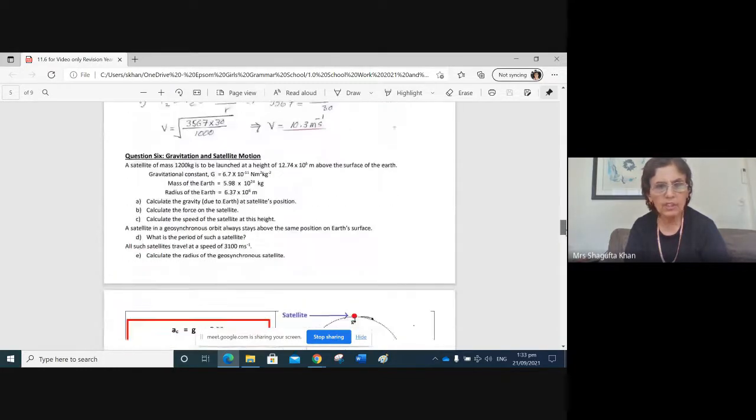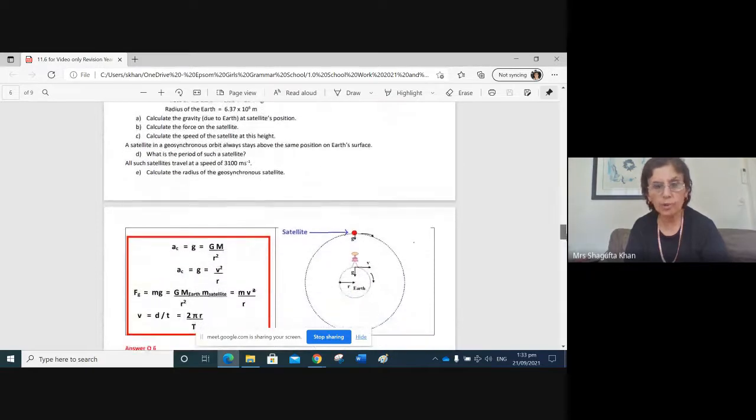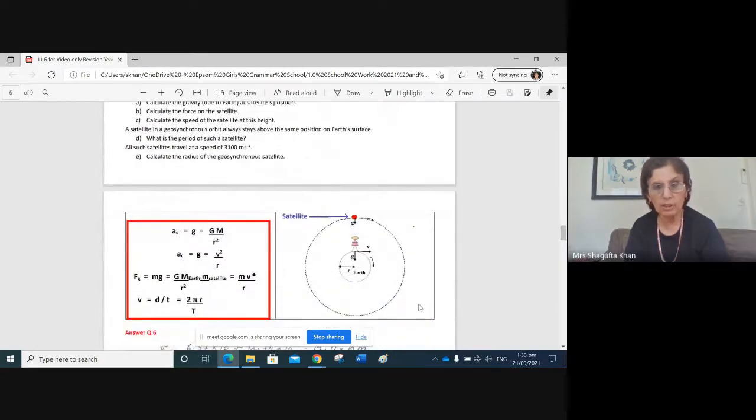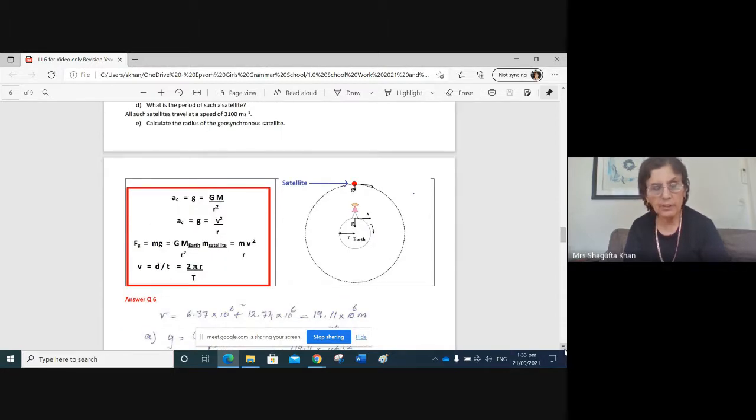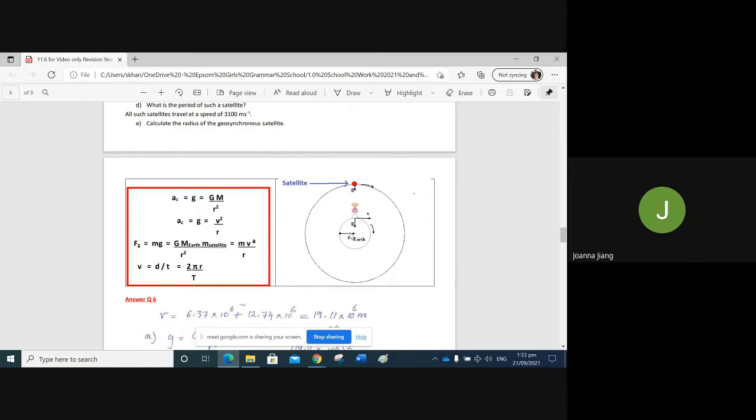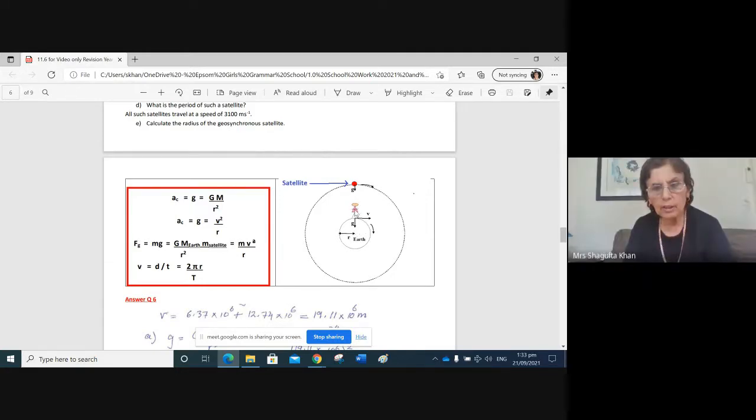Now, gravitation and satellite motion, they also follow the same rules. The centripetal force is mv squared over r. But in this case, forces will be a bit different. So if you look at this diagram, do you all see this little diagram? There is an Earth here and there is a satellite here. Would anyone answer, please? Yeah, we can see it. Okay. Now, this is not to scale, but this is the Earth.